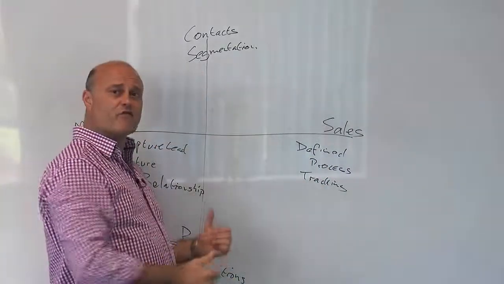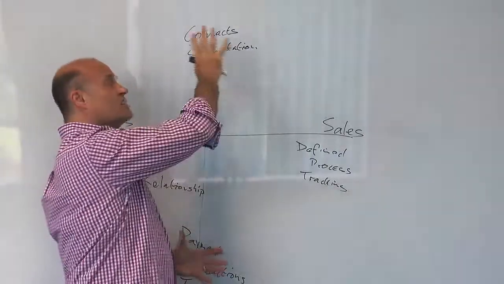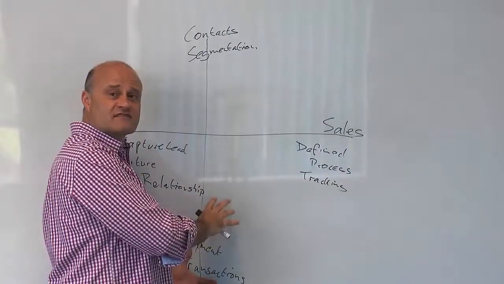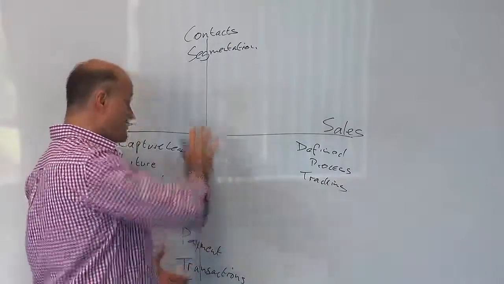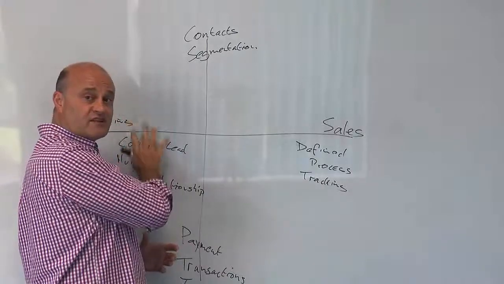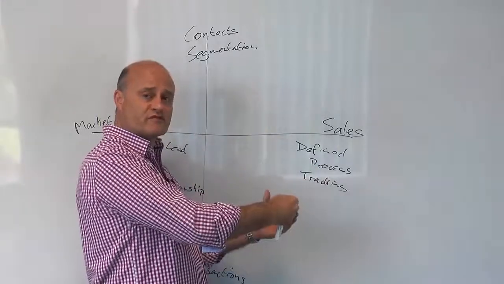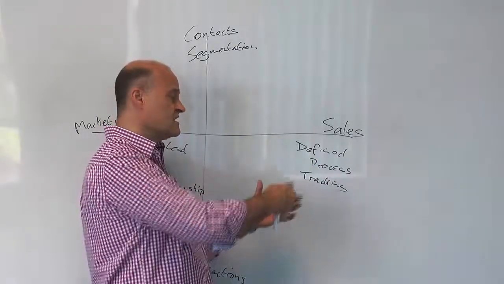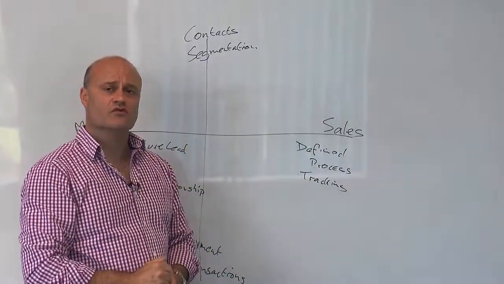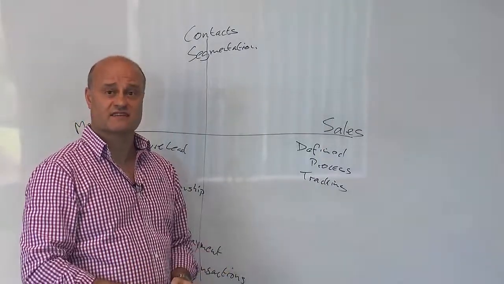So those are the four components on the two axes that I think about when I think about CRM. Transactionally: contacts and segmentation, and payments and other transactional interactions. And then from the marketing point of view: lead generation, nurture, relationship building, and into sales: a defined process, moving prospects through that process, and tracking what's going on. Those are the four things to think about when you're defining and selecting your CRM system.